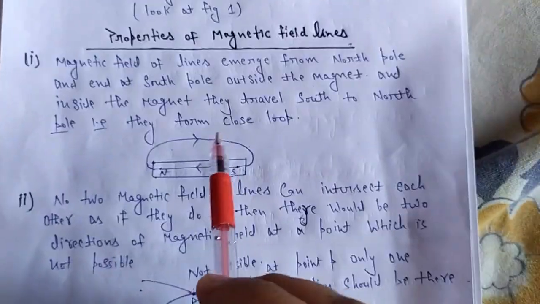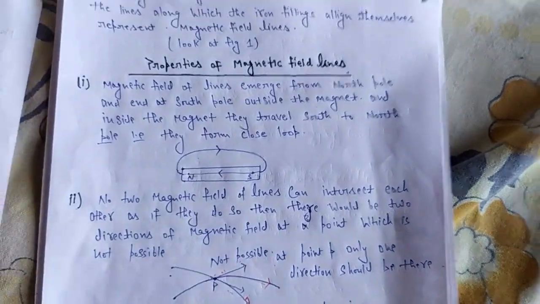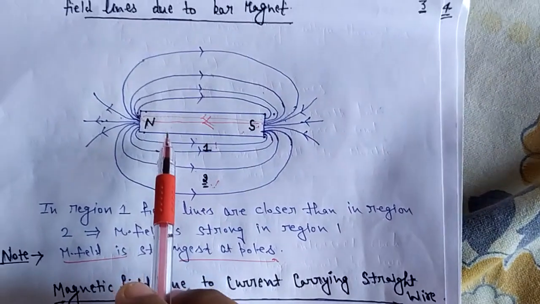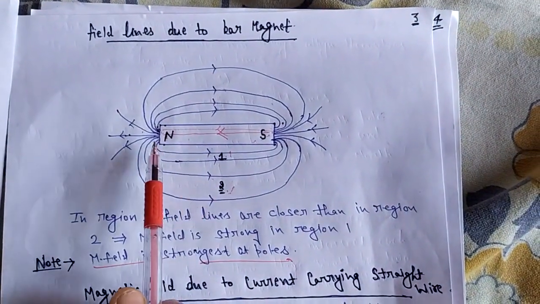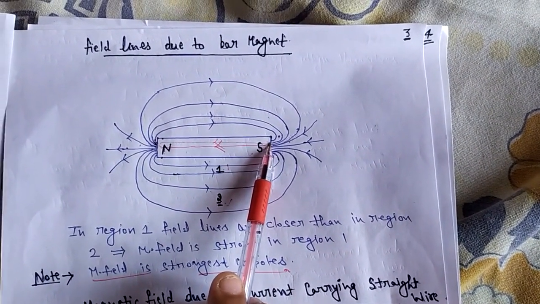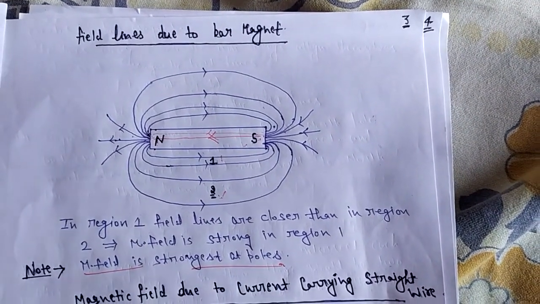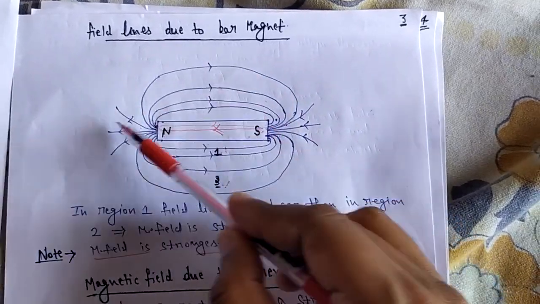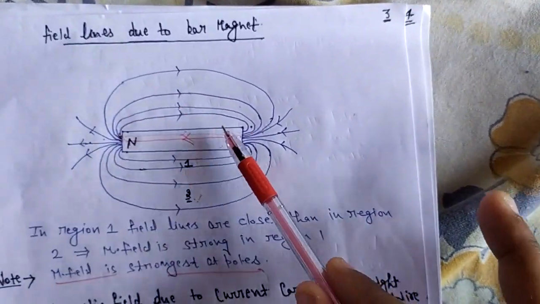Now we will discuss the properties of magnetic field lines. Before this, we will take a look at the field lines due to a bar magnet. We have a bar magnet like this. If we draw magnetic field lines with the help of iron filings or with the help of a magnetic compass needle, they look like this. Clear? Okay.